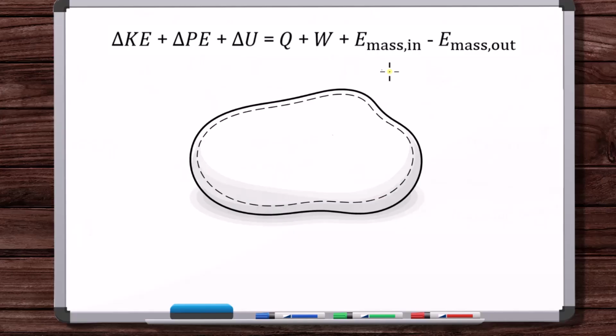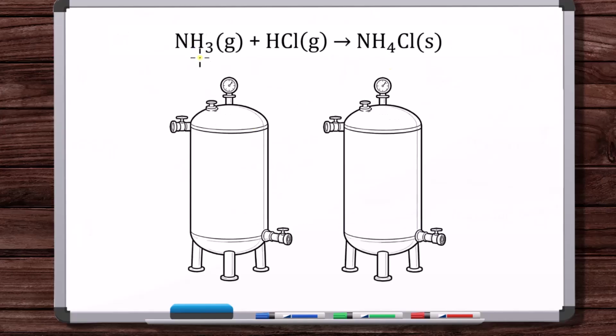So before the reaction begins, the system boundary encloses all of the reactants. During the reaction, the boundary encloses both reactants and products. After the reaction completes, the boundary encloses all of the products. So when we're analyzing a general chemical reaction, the system consists of all matter participating in the chemical reaction.